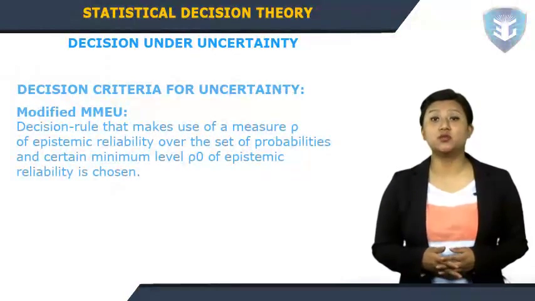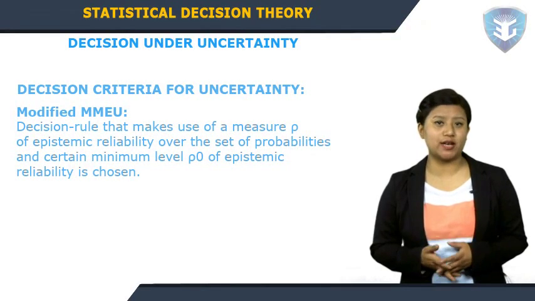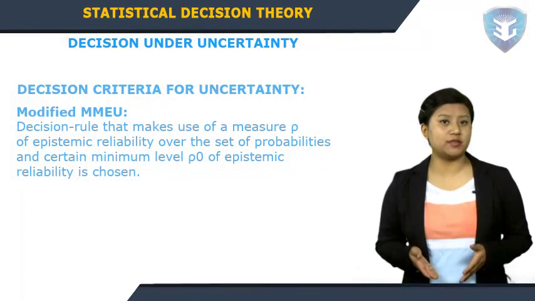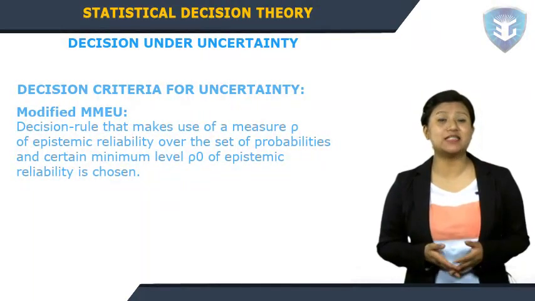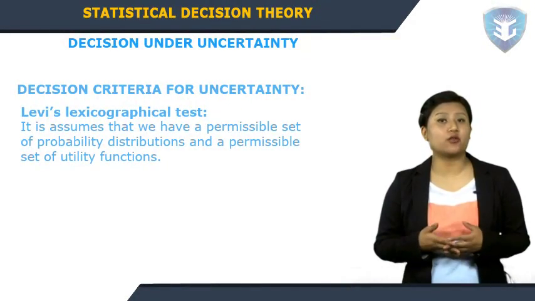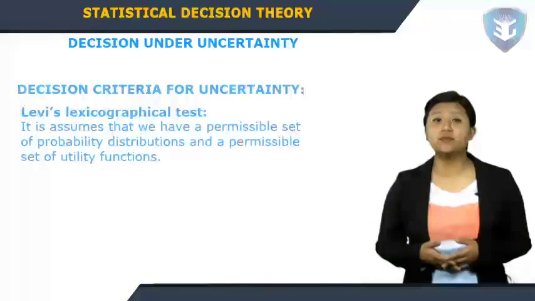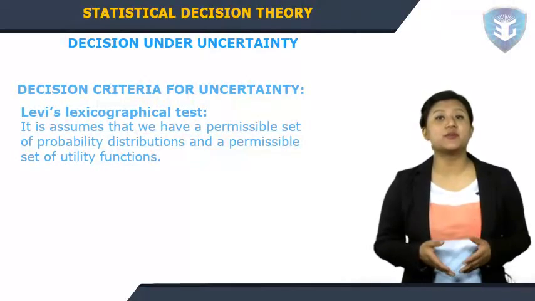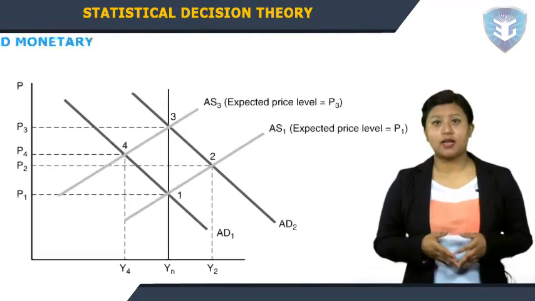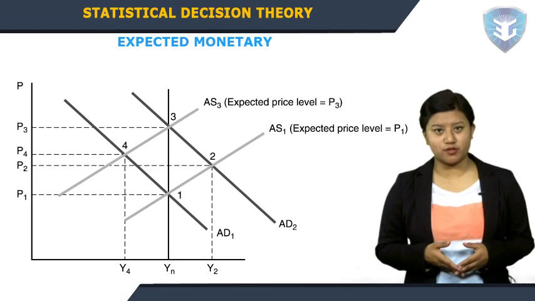A decision rule that makes use of a measure rho of epistemic reliability over the set of probabilities, where a certain minimum level rho 0 of epistemic reliability is chosen. Levi's lexicographical test. It is assumed that we have a permissible set of probability distributions and a permissible set of utility functions. Let's now have a look at expected monetary value.